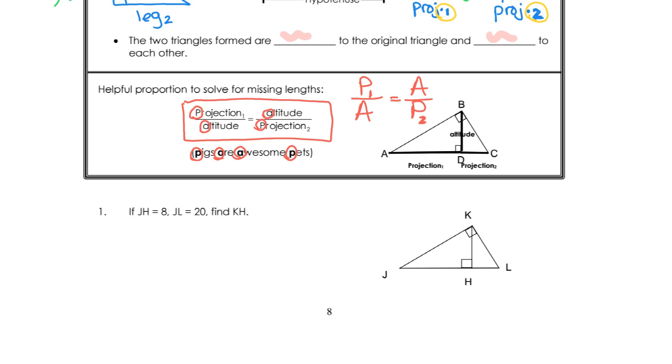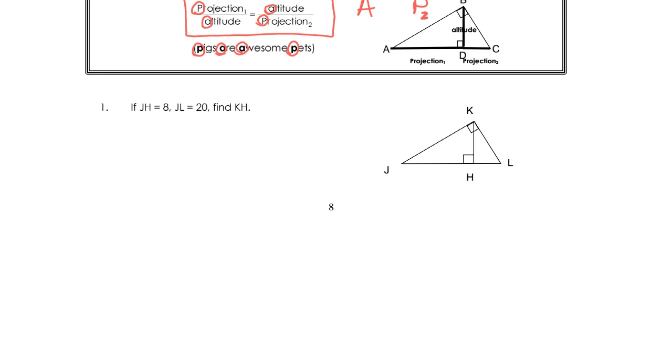So in number 1, it says that if JH equals 8, and JL equals 20. Now, I totally recommend a bracket there. And they want you to find KH. All right. So what we have to realize is that this here is our altitude. Okay. This 8 here is our projection 1. Okay. And this 20 is our hypotenuse. It's what the triangle fell on when he got pushed over.